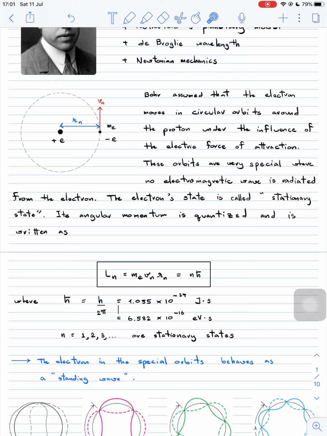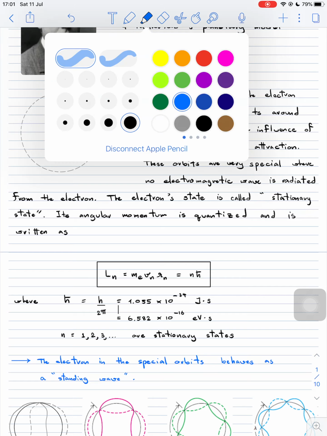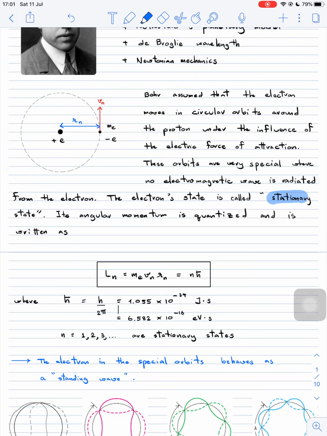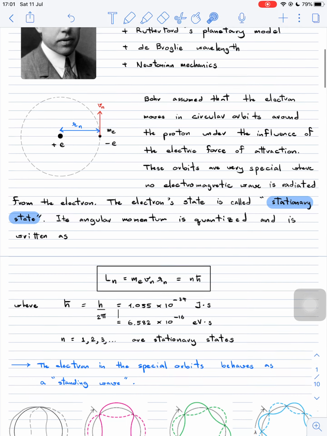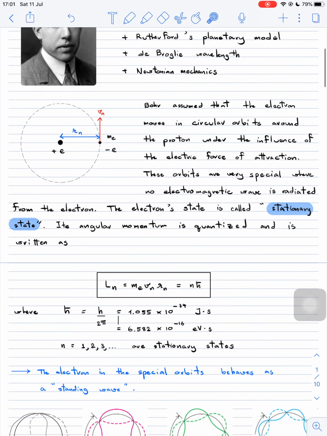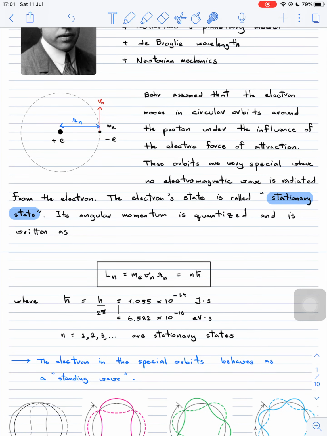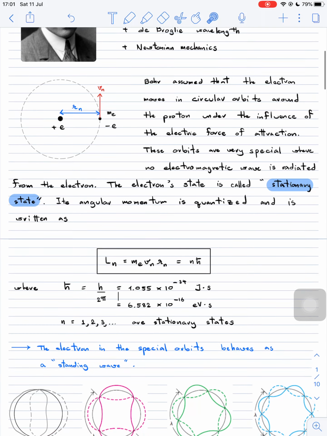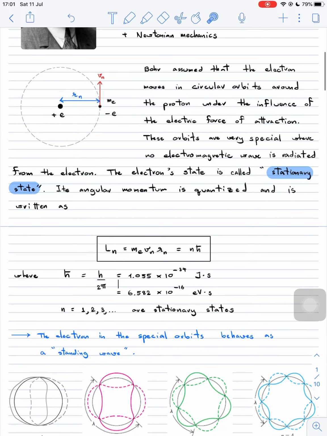The state of this electron is called the stationary state. I just want to emphasize this. It's called the stationary state. It means that the radius of the circular motion cannot be any radius. It must be a specific radius at which the electron can move without losing electromagnetic wave here.